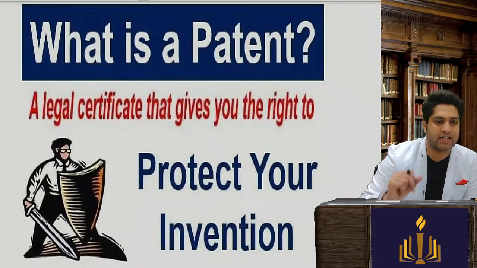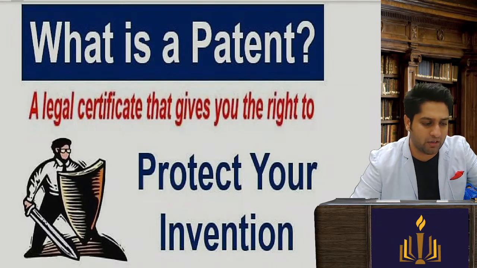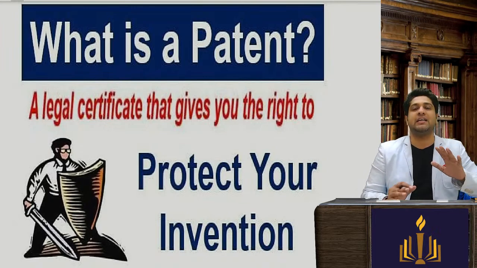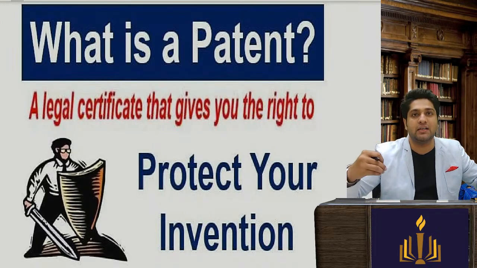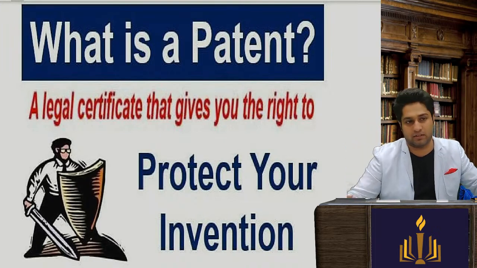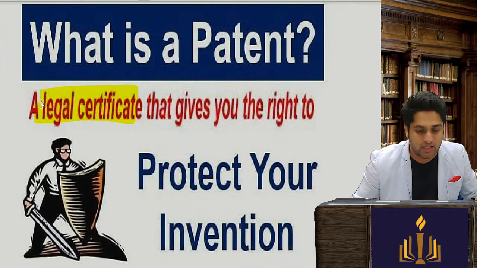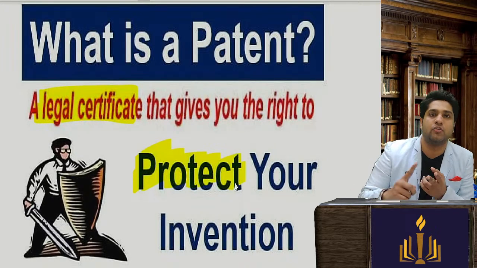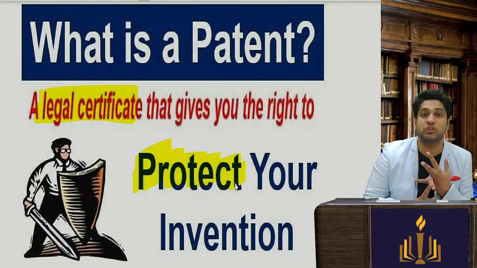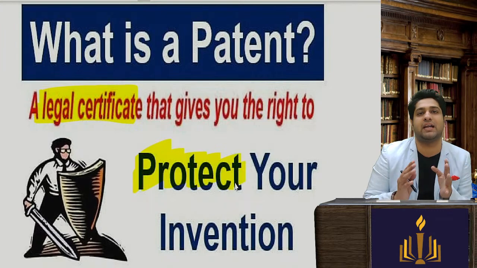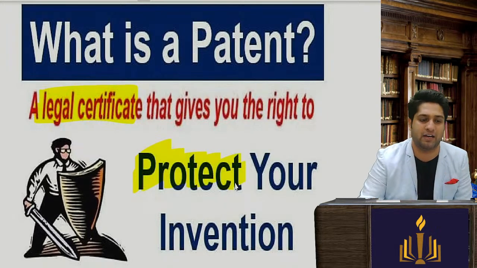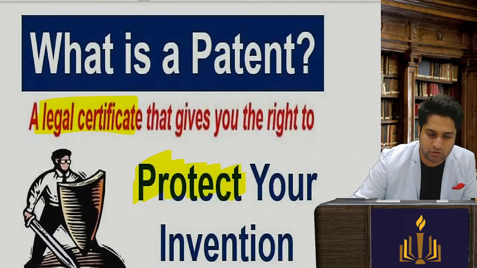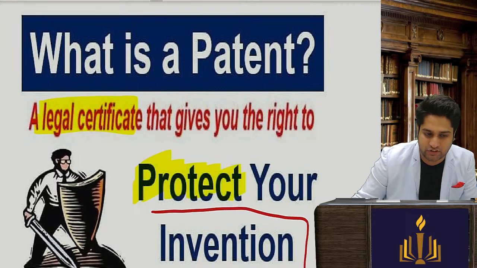Now let's understand, I think you must have got a brief idea of what a patent is. A patent is a legal statutory right, a legal certificate that gives you the right to protect your invention. You can protect your invention from being copied, used, sold or manufactured. Complete right is given to the patent holder, called the inventor. Now, since it is given to protect your invention, we have to understand what an invention is.